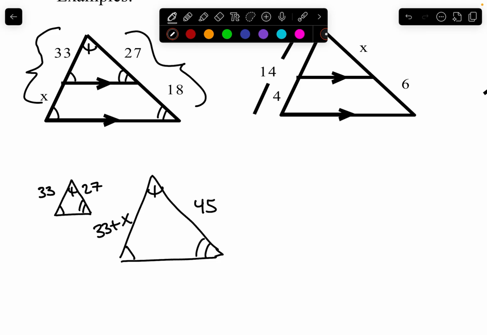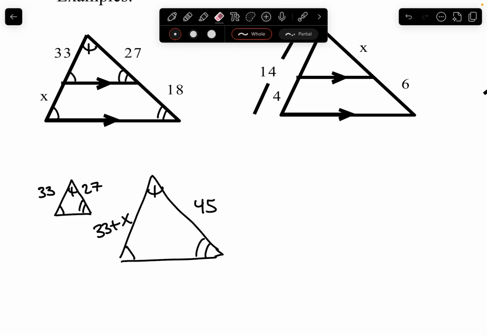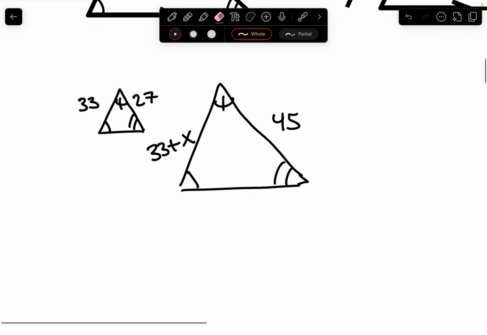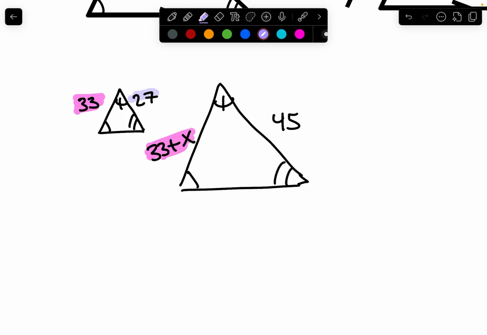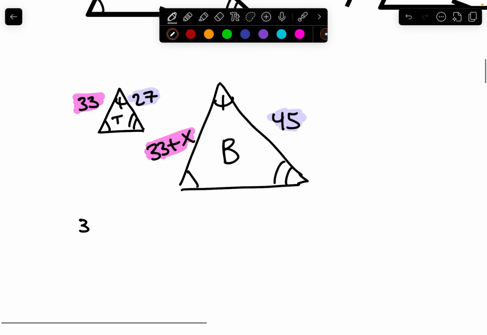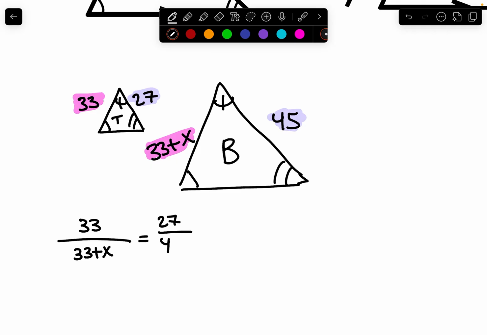Okay? And now really what I'm doing is no different than what I did in the last set of notes. I am just grabbing those sides that correspond with each other, and I'm going to set up a proportion. And that's all I have to do, which is lovely. Everything over here is on top. Everything over here is on bottom. So I have 33 over 33 plus x, and that's going to equal 27 over 45.